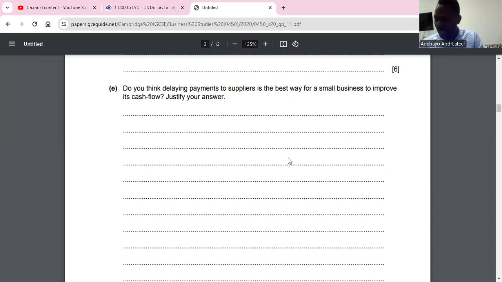And lastly, I said, it is important for a small business to measure both the advantages and disadvantages of improving cash inflow before taking a decision. So we are not going to make the decision for the business. The business is in the best position to take the decision. But what we can do is to analyze, and it should try to strike a balance before taking the decision. I think it's clear.